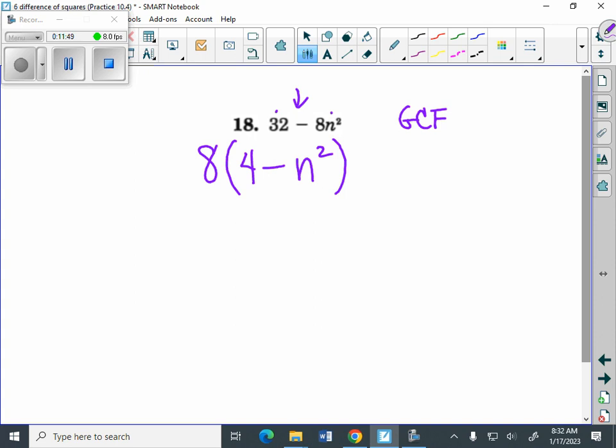We still have 2 terms and a minus. So now we can finish this difference of 2 squares. Square root of 4 is 2. Square root of n squared is n. Difference between 2 squares, different signs.